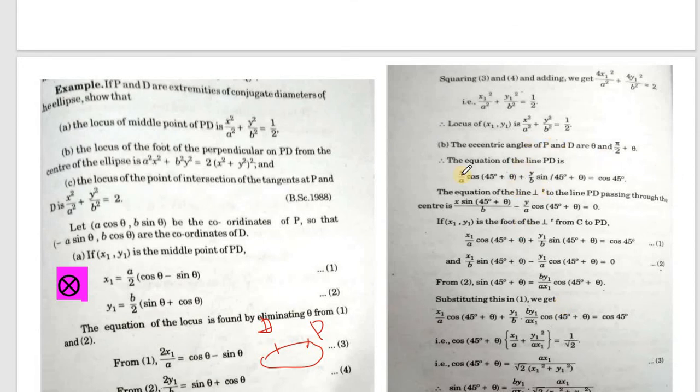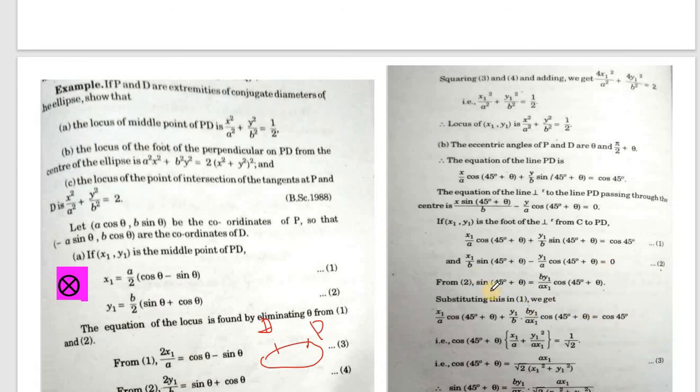The eccentric angles of P and D, the equation of the line joining, yes. The equation of the line perpendicular to the line PD passing through the center. The equation of the line PD you already have, from which you can easily obtain the slope, and you can easily get the equation of the line perpendicular to the line PD. So this is what we have. Now if x1, y1 is the foot of the perpendicular from C to PD, then it has to lie on the equation. So you have this.